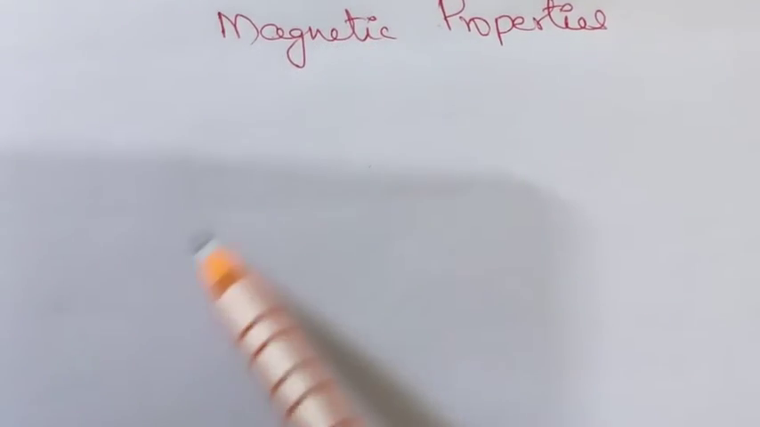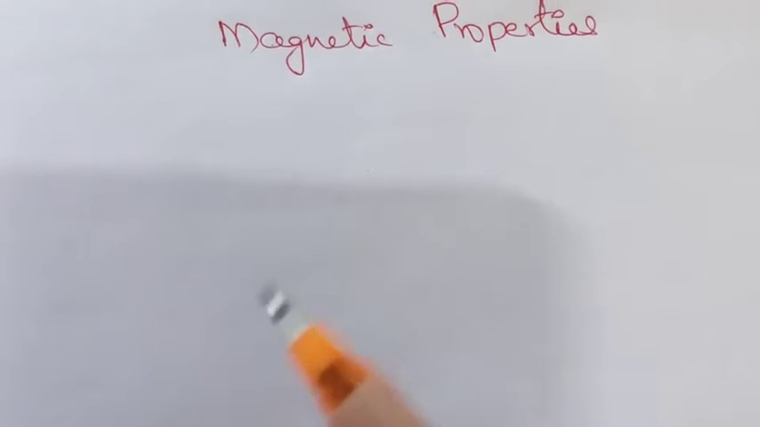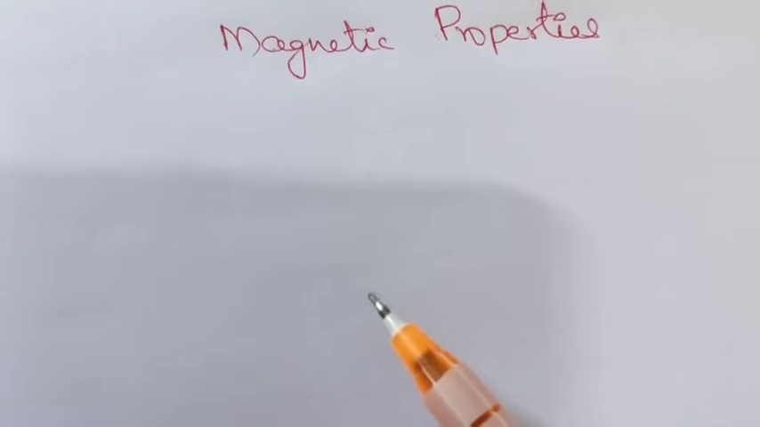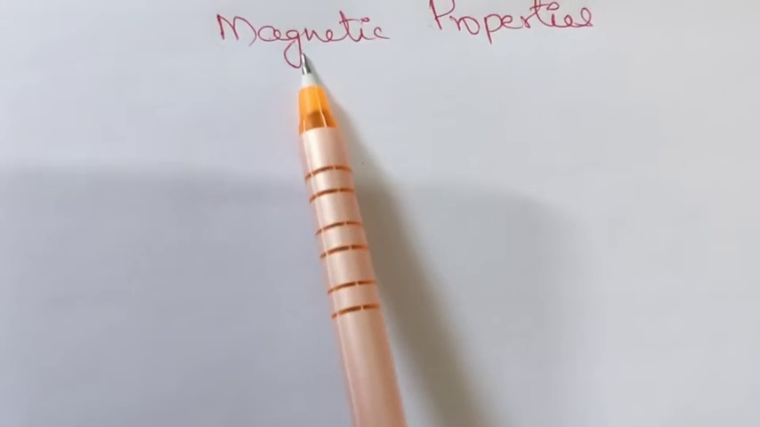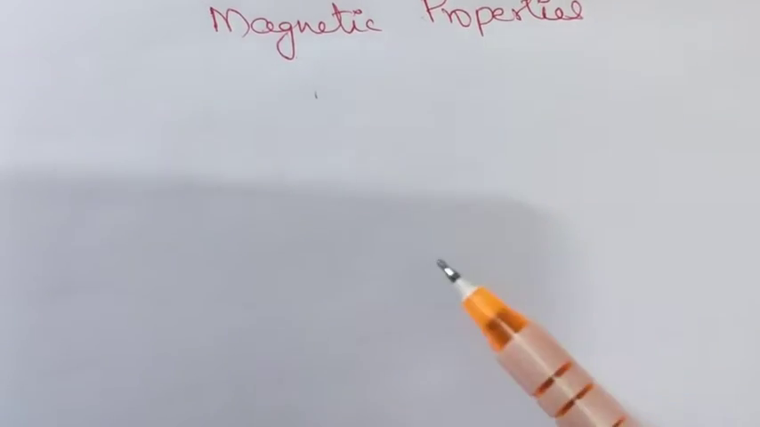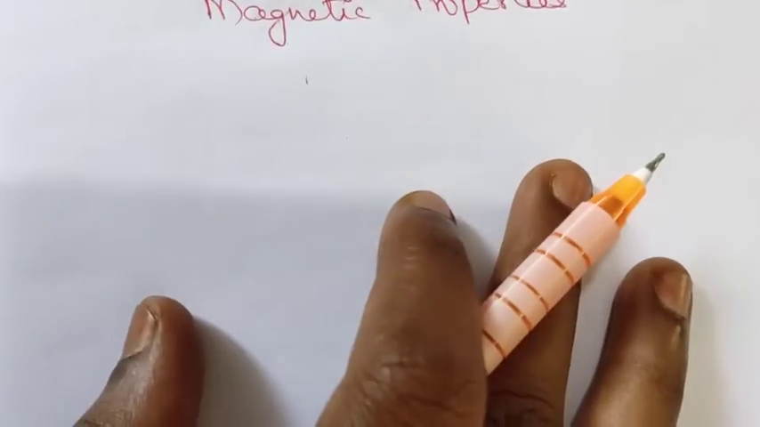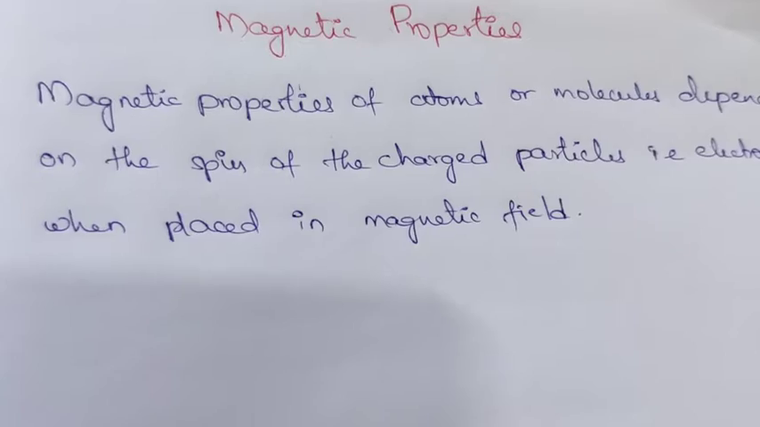In the previous video we completed the variable oxidation states of d block elements. Today we will discuss the magnetic properties of transition metals or d block elements. First, the magnetic properties of atoms or molecules depend on the spin of the charged particles. Here the charged particle means electrons. Whenever those electrons are placed in a magnetic field, only then will they show magnetic properties.